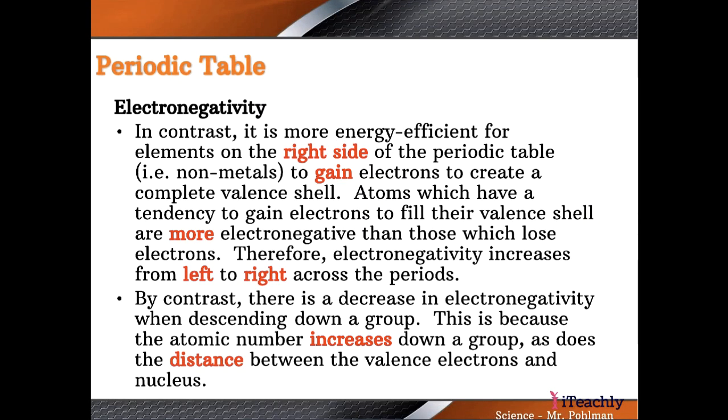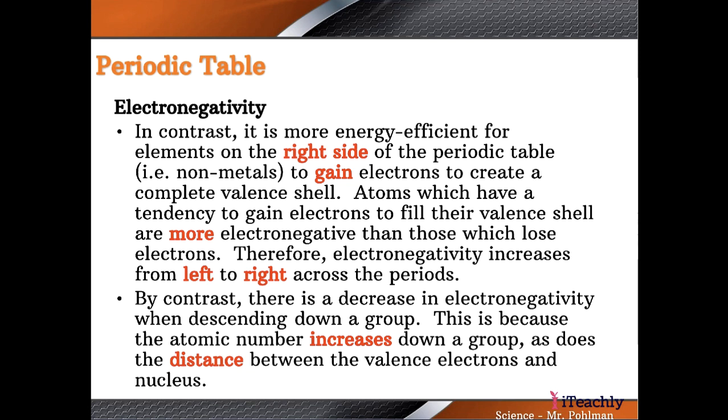Next thing, in contrast, it's more energy efficient for elements on the right-hand side of the periodic table to gain electrons to fill their outer shell. Why? Because they're more attractive. They're going to pull electrons to them easily. They do not want to lose 7 electrons, for those halogens. There's too much energy trying to pull that away. So atoms which have a tendency to gain electrons to fill their outer shells are more electronegative. They're more attractive. So electronegativity increases from left to right.